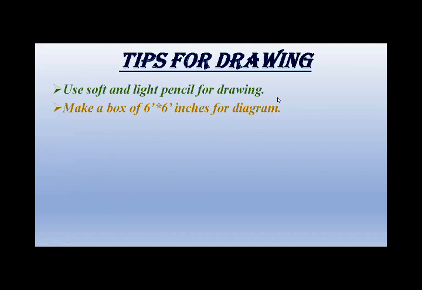The next one is make a box of 6 by 6 inches for the scientific diagram. This point is variable, means if the size of your diagram is much smaller or bigger, you can also change the size of the box for drawing a scientific diagram. The next one is draw clear and single lines. So you will use clear and single lines to draw scientific diagrams.